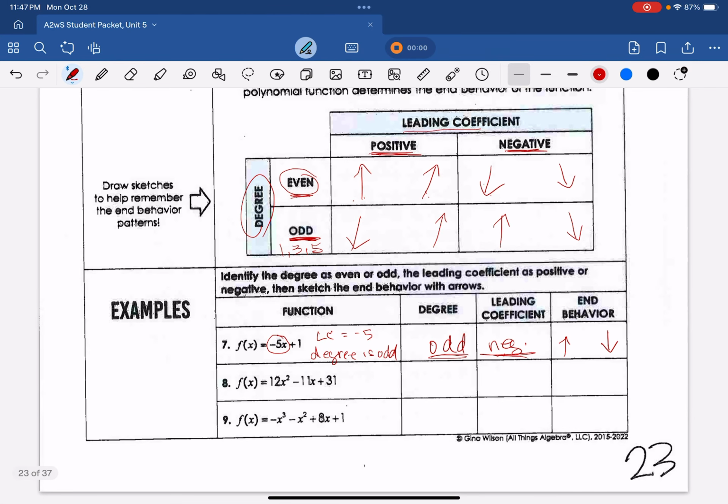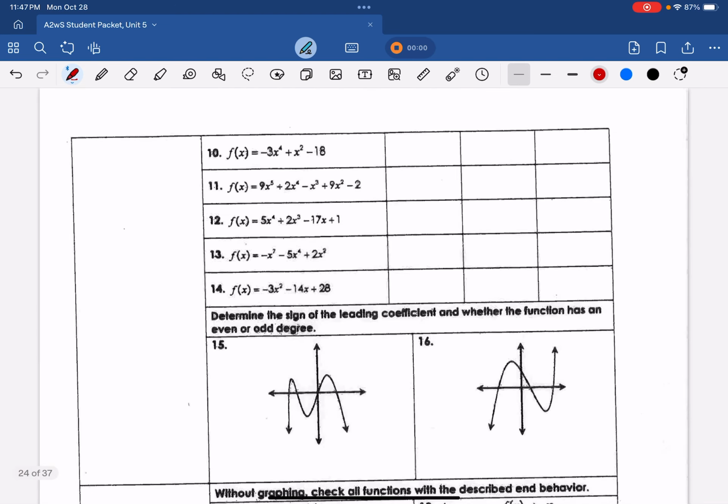All right, number 8, our lead term. Our degree is even. It's a 2. And our leading coefficient is 12, which is a positive number. So if it's positive, it means the right side is pointing up. Well, we just have to look at our degree now. If it's even, both sides are doing the same thing, so both ends are headed up. Okay, I want you to do this again and finish 9 through 14 the same way.